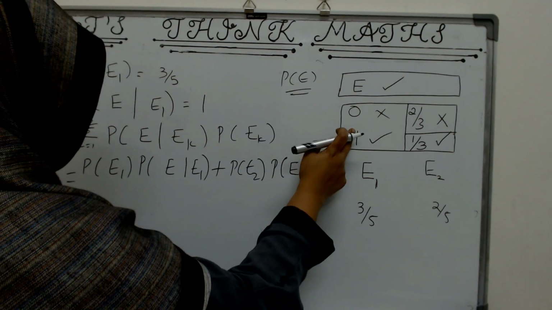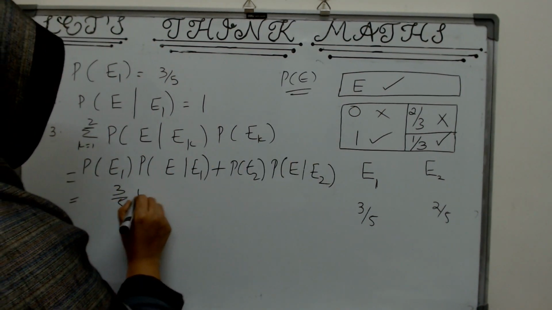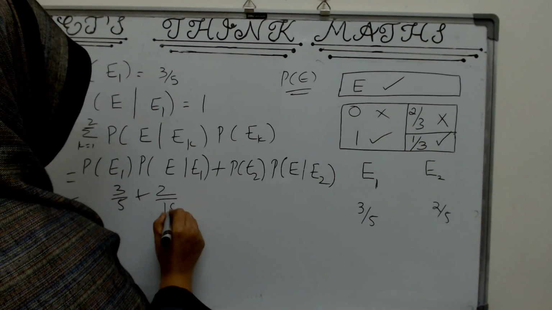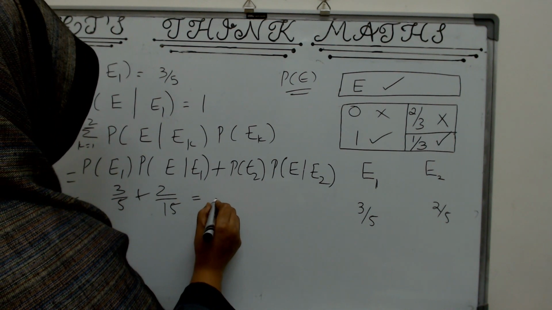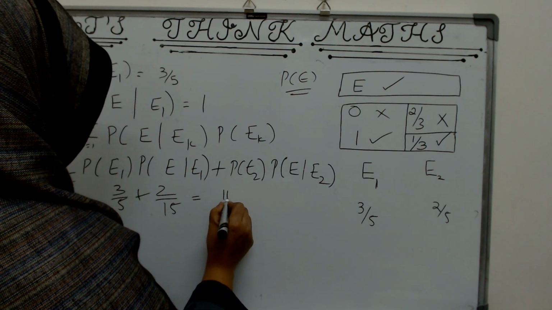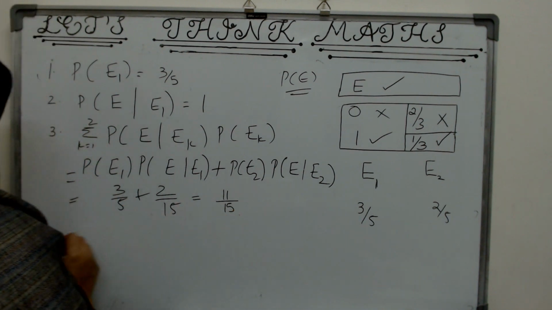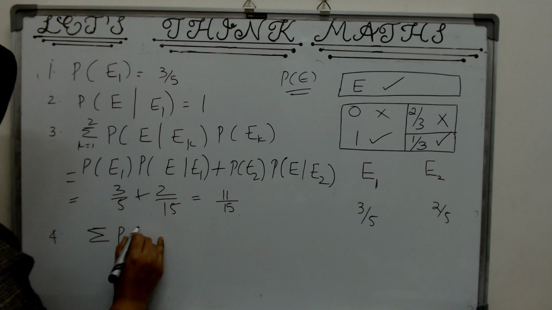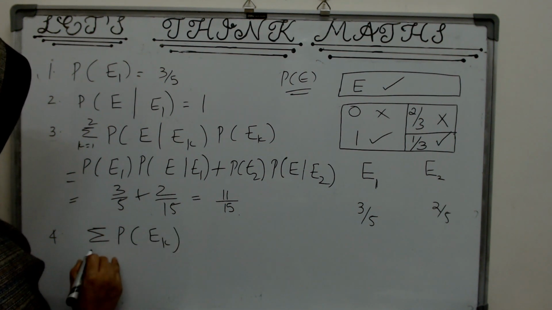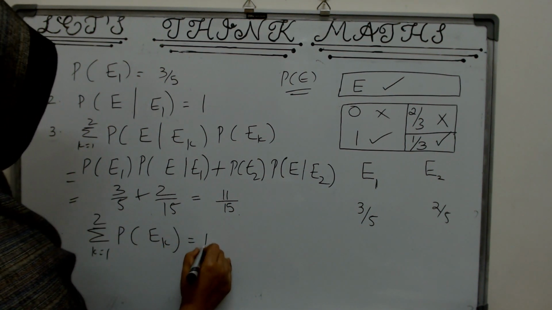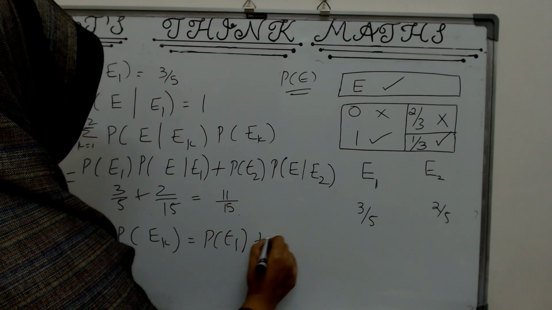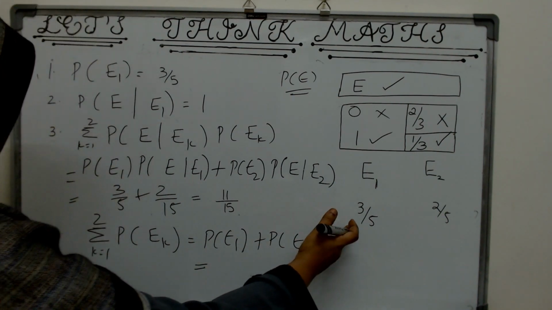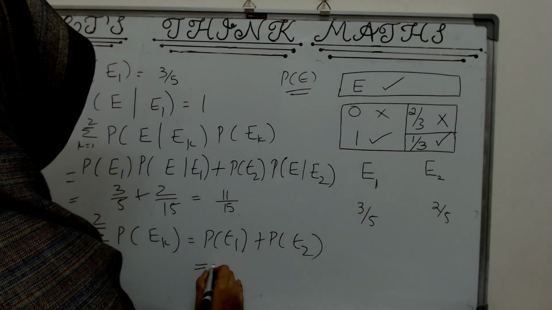3 by 5 into 1 plus 2 by 5 into 1 by 3, which is 2 by 15, which with LCM 15 would be 11 by 15. Now we come to the fourth question. The fourth question is sigma probability of Ek where K is 1 and 2. That means probability of E1 plus probability of E2. That will always be 1. 3 by 5 plus 2 by 5 is 1.